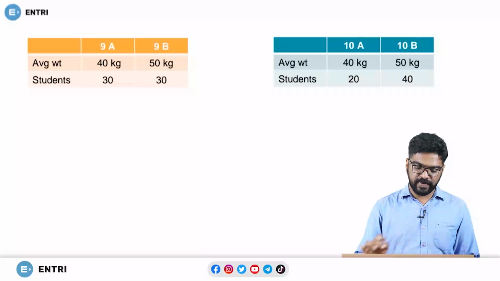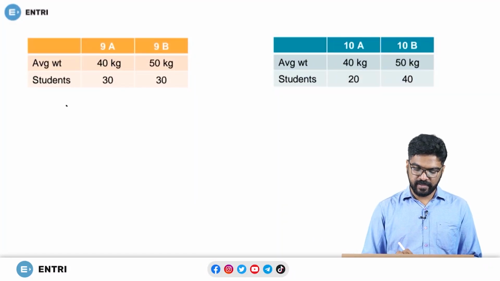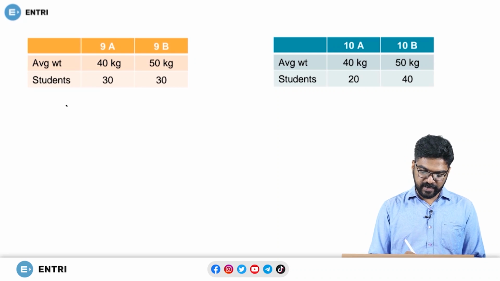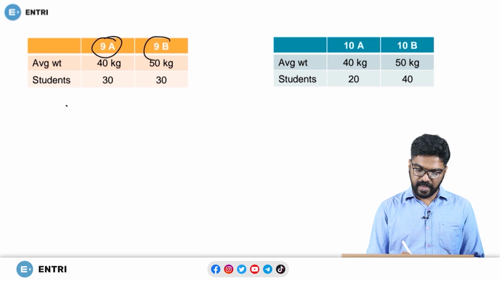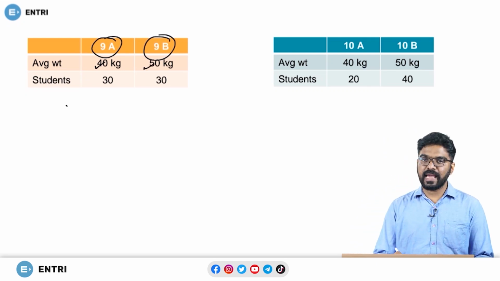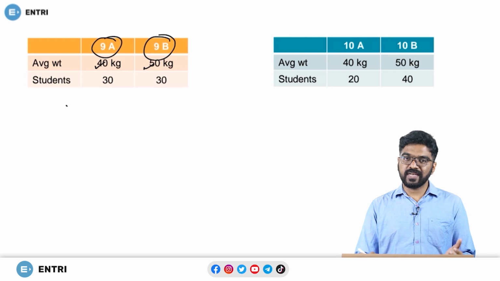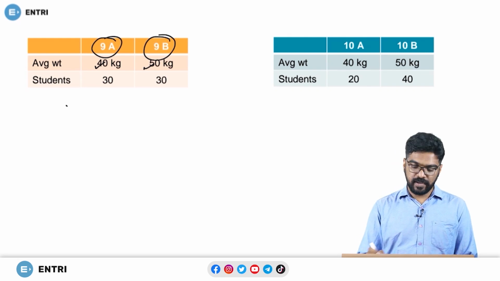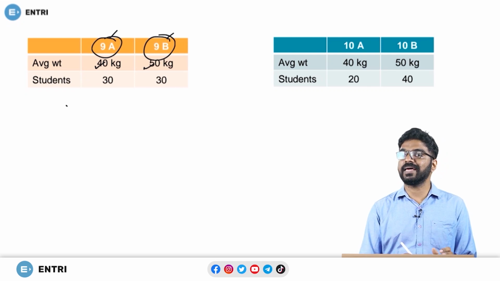So let's see an example here. Consider this particular table, right? It's written that there is a class 9A and 9B, and the average weight of the students in the class is given, right? 40 kg and 50 kg. We are going to calculate the average weight of the students in the 9th class, right? So there are two divisions, class A and class B. We are asked to calculate the average weight of the students in the entire 9th class.